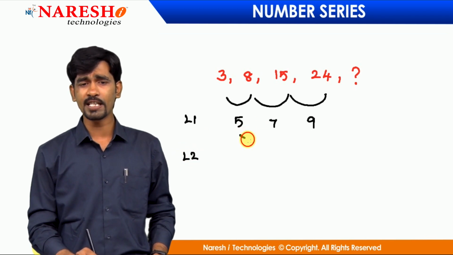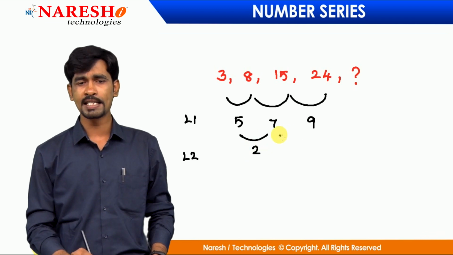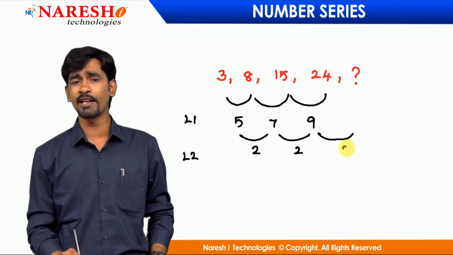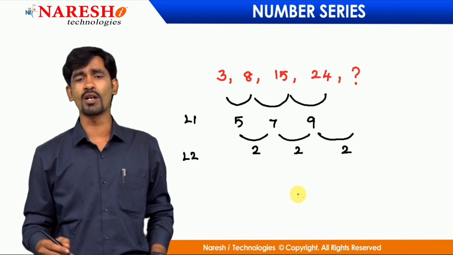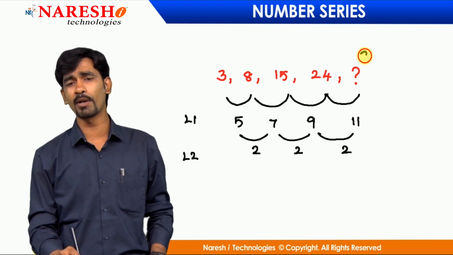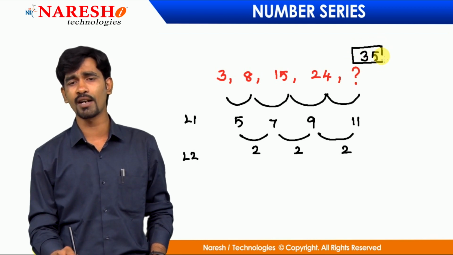So if you observe the difference in the next case, this is 5 to 7, the difference is going to be 2, 7 to 9, the difference is going to be 2, and the next one will also maintain a difference of 2 because the difference is a constant number. So 9 plus 2, this must be 11. So if it is 11, 24 plus 11, this number must be 35. Like that, we are able to find out the next term.